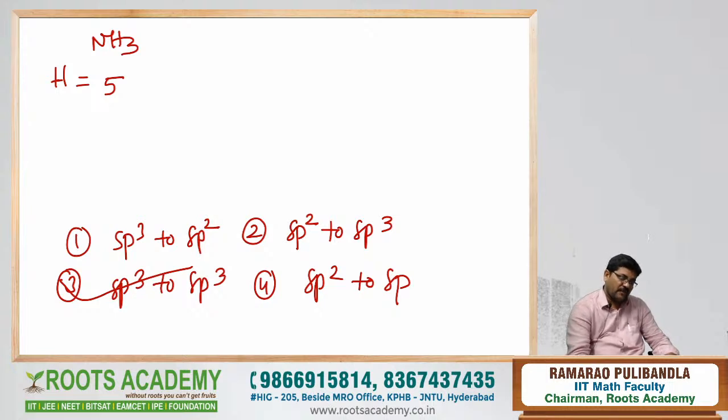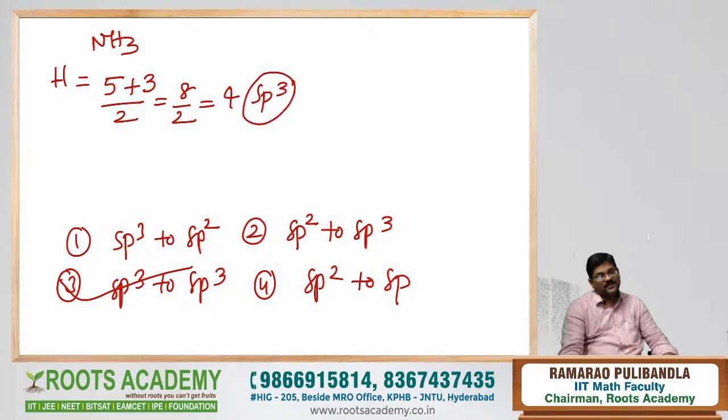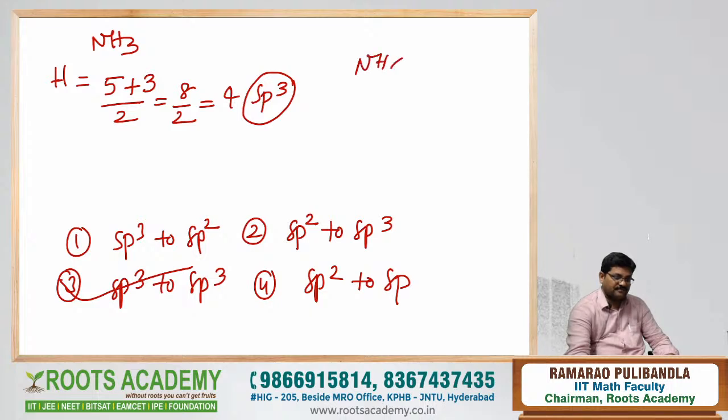Very good. Here how many hydrogens are there? 3 hydrogens are there. That means plus 3. 5 plus 3 by 2 becomes 8 by 2, which is 4. 4 means the hybridization is Sp3. Yes or no? Yes. Very good. That's why in the ammonia the hybridization is Sp3.